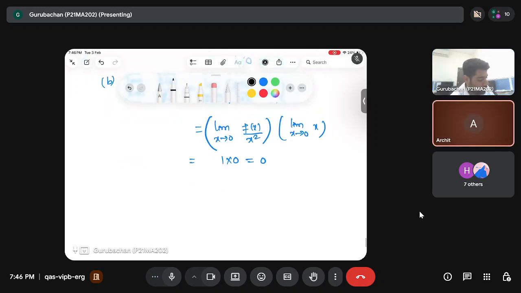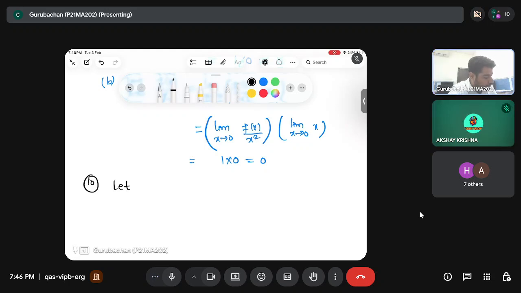Yes, sir. Sir, can I ask one doubt? Yes, please. In every limit function, if the denominator tends to 0, then does the numerator always tend to 0? For the whole quotient limit to exist, it should be there. Otherwise, the limit will not exist. Okay, sir.